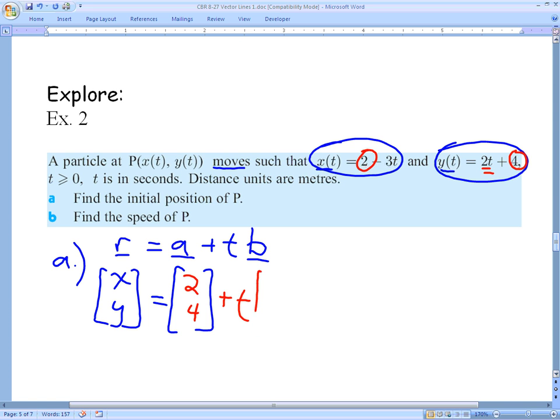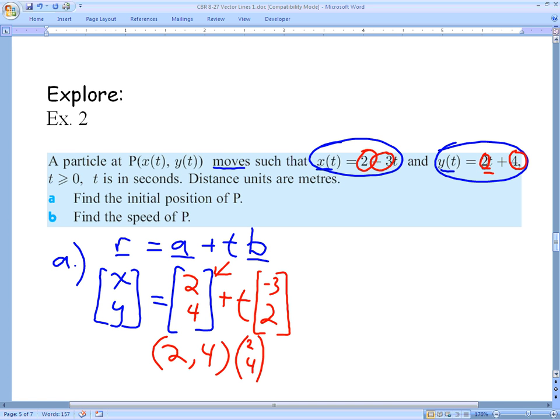Now I have my plus t. It's easy to find which ones go with t because they are the coefficients of t. So I see a negative 3 that's getting multiplied here on my x, and then a positive 2 that's getting multiplied with the t over here for my y. And that would be my vector equation. It's not asking for that, it's asking for the initial position. Well, the initial position is this right here, the point that we were given. So 2, 4 could be written as an ordered pair or as a position vector 2, 4.